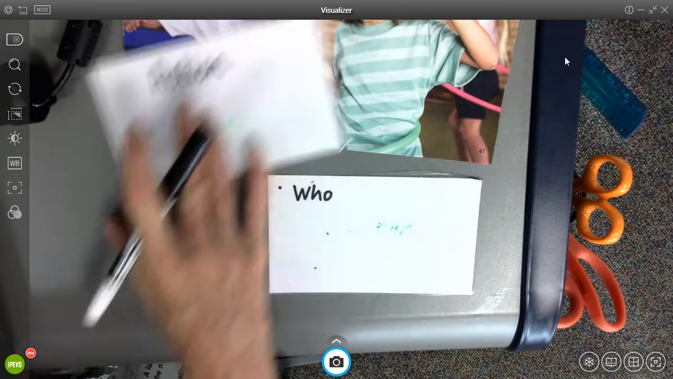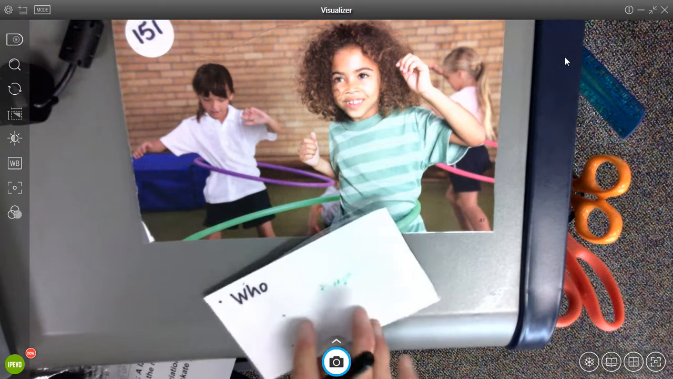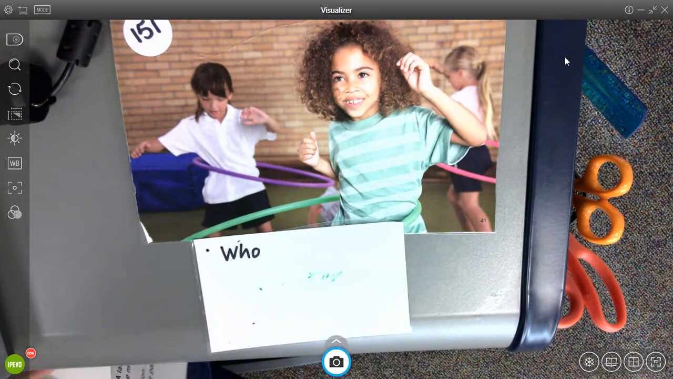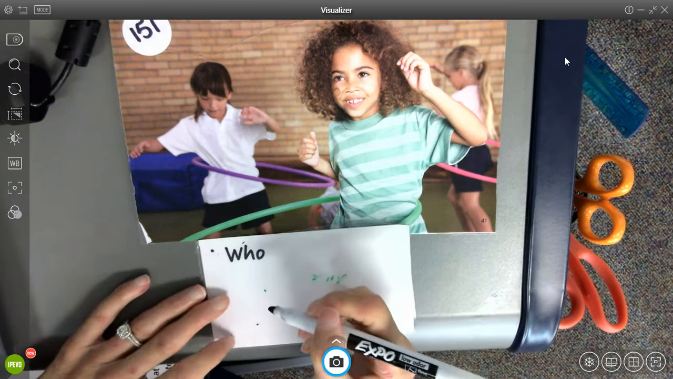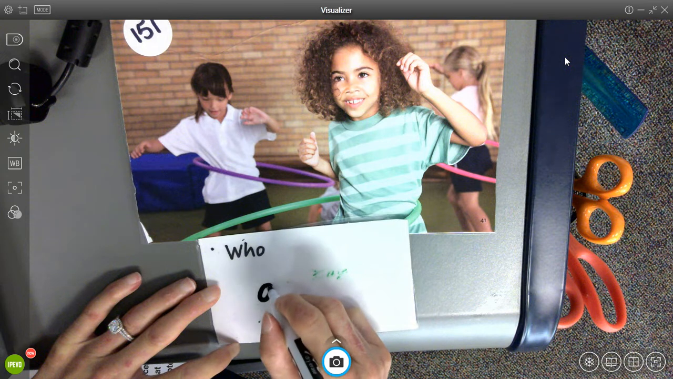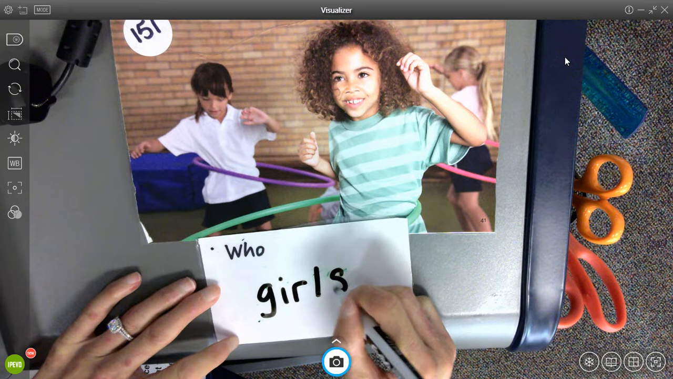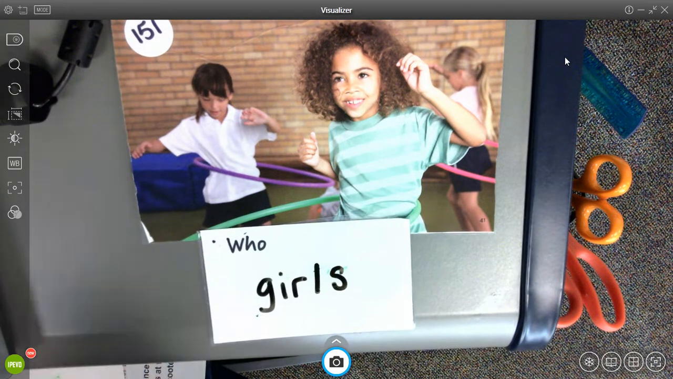I'm going to look at my picture and I'm going to just write down on my card who is in the picture. So I could say girls, I could say kids, I could say children. I'm going to go ahead and say girls because there are 3 girls, it looks like, in the picture. Okay, so I chose girls. You have lots of different choices.